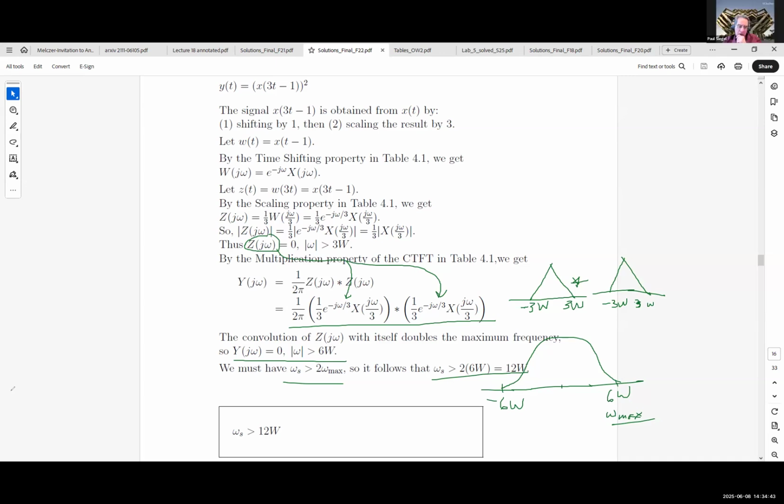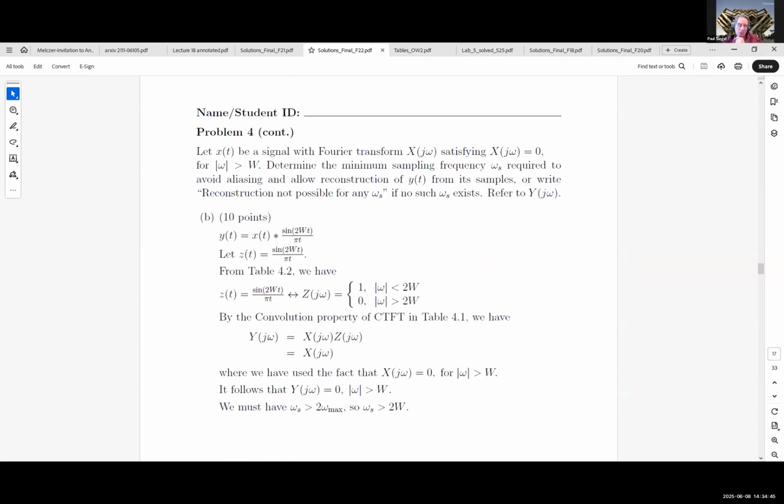Okay. And then the second part is just, again, another exercise. In this case, it's going to be an exercise in using the properties and the transform pairs for the Fourier transform. So in this case, we started out with x of t, but now we convolve it with sine of 2Wt over pi t. So let's rewrite that as x of t convolved with z of t. So we call that sinc function z of t.